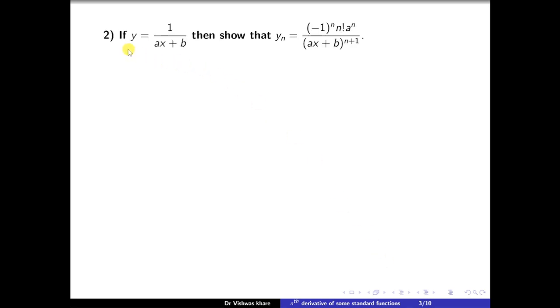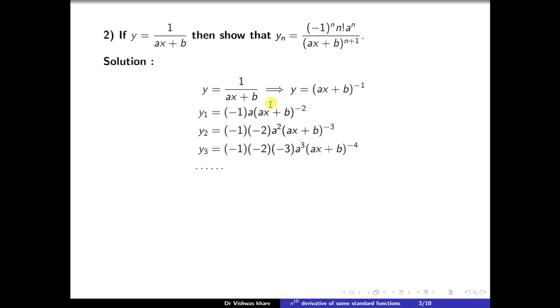Now let us take this second example. Here y is equal to 1 upon (ax plus b), and show that yn is equal to minus 1 to the power n, factorial n, a to the power n, over (ax plus b) to the power n plus 1. That is, if y is equal to 1 upon (ax plus b), then the nth derivative is given by this expression. Let us see how. y is equal to 1 upon (ax plus b). This implies y is equal to (ax plus b) to the power minus 1.